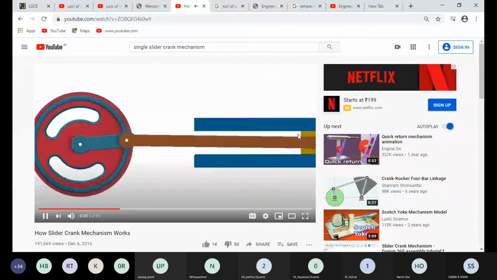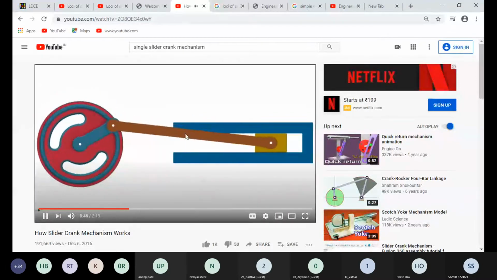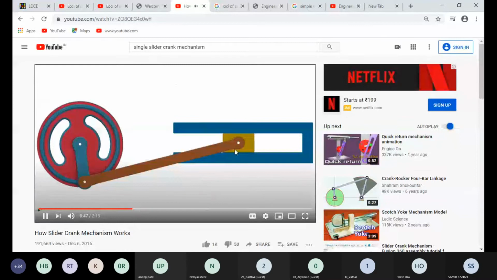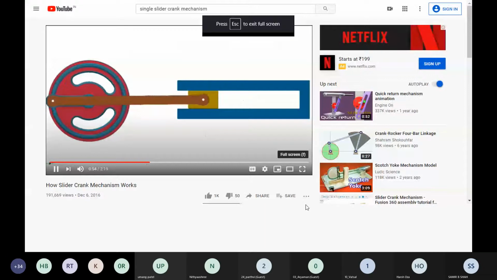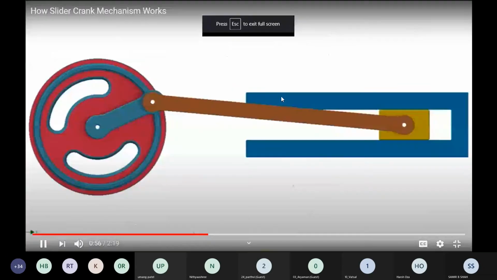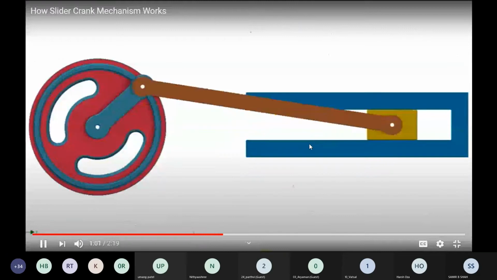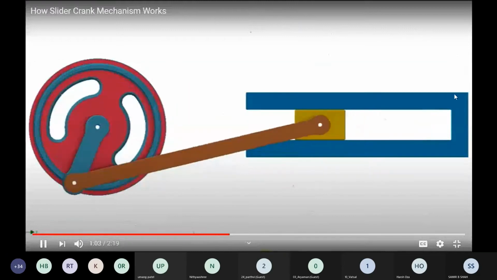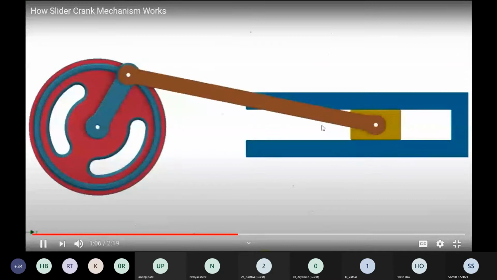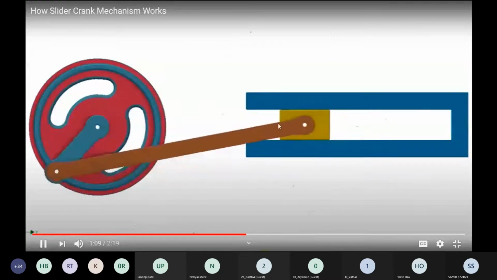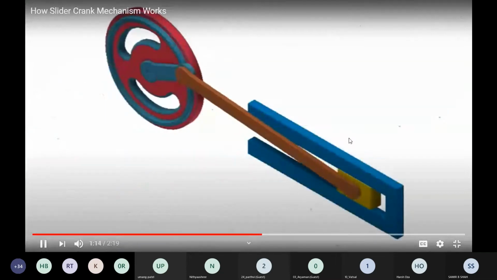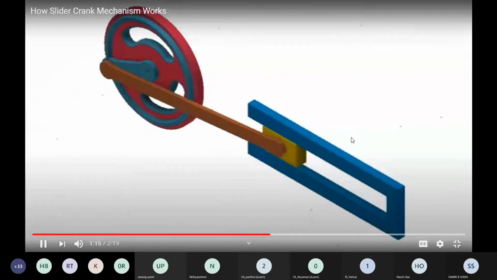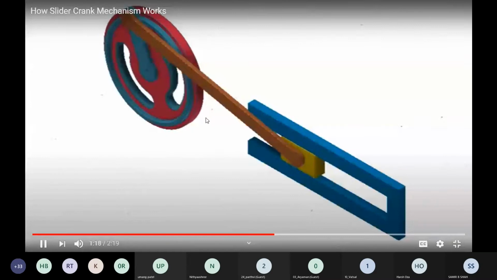With the help of revolving motion, we get reciprocating motion. You can see this yellow shape is considered a piston, and the other colored shape is called the cylinder. In that cylinder, pressure is created with the help of the piston. So the piston reciprocates, or we can say we get the to and fro motion of the piston with the help of this crank.